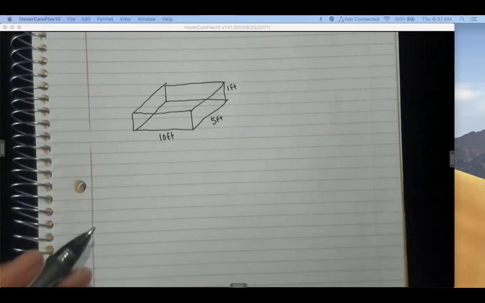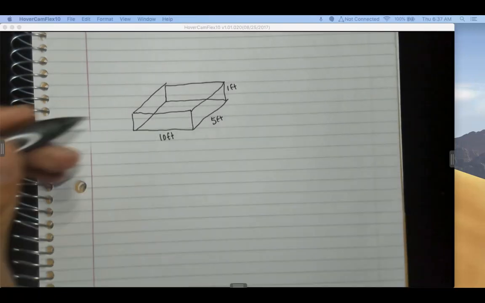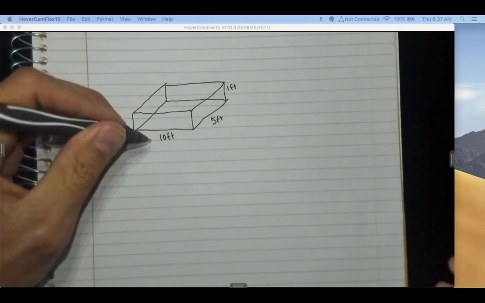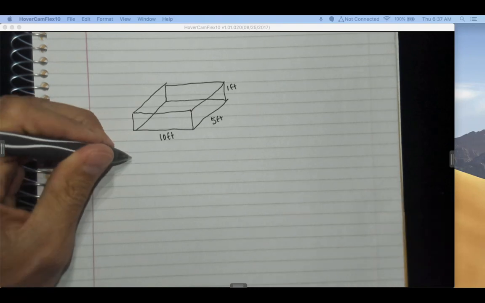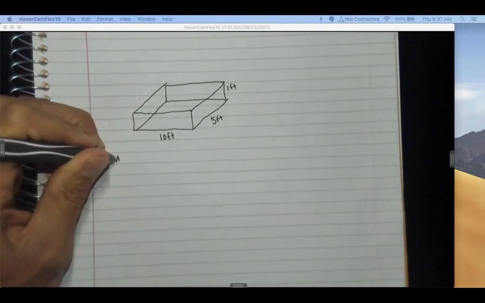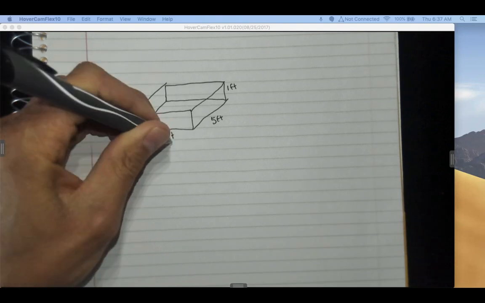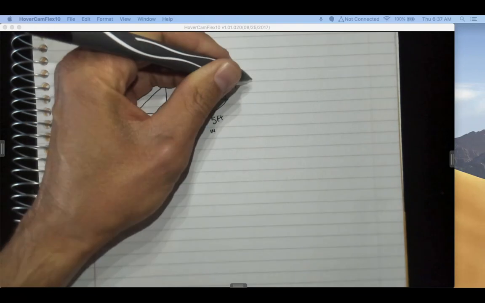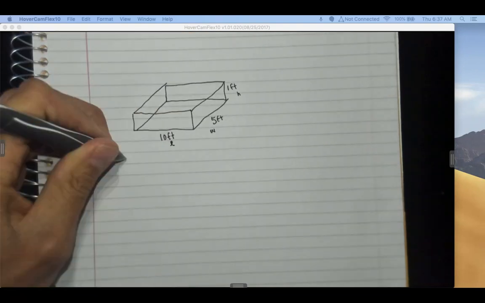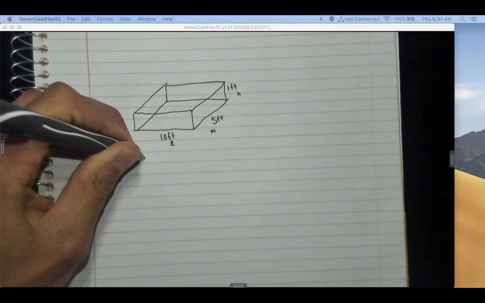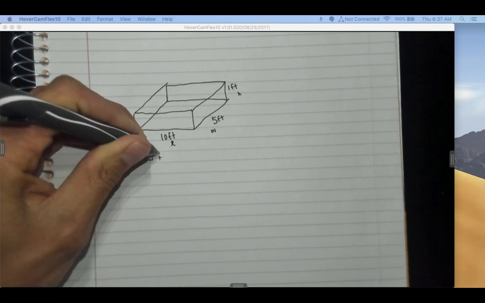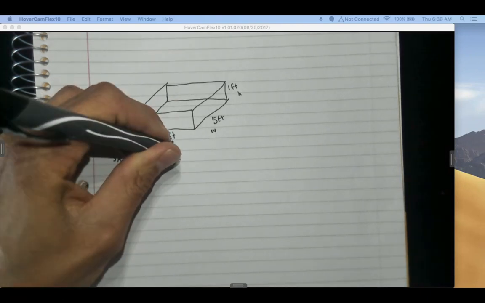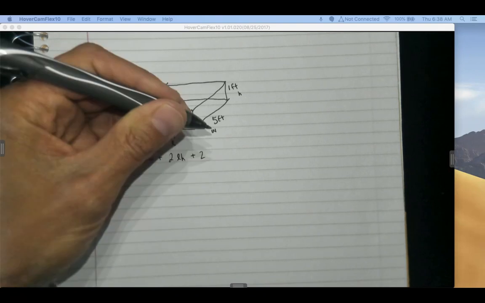So from yesterday, the first practice problem looked like this. And with that problem, we needed to find the surface area. For the surface area, if this is the length, this is the width, and then this is the height, we need 2 of the lengths times widths, plus 2 of the lengths times height, plus 2 of the widths times height.